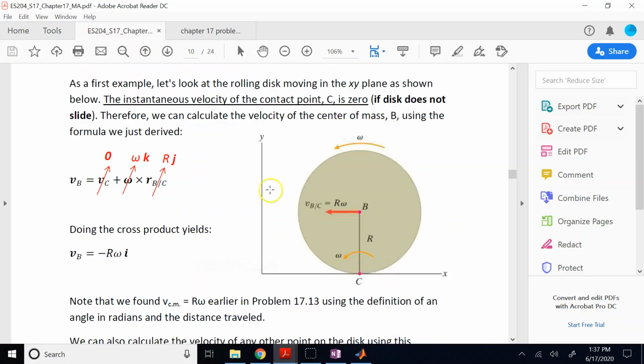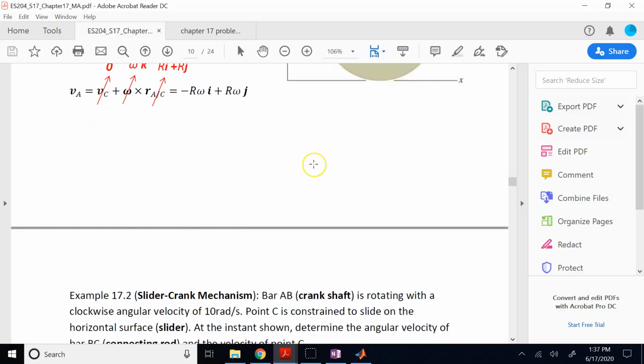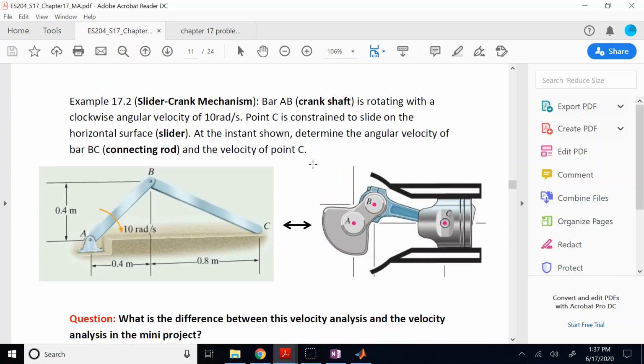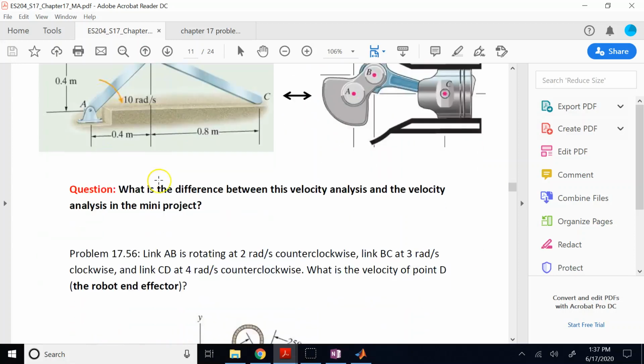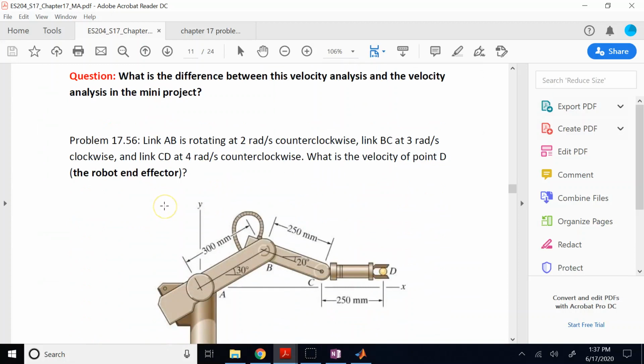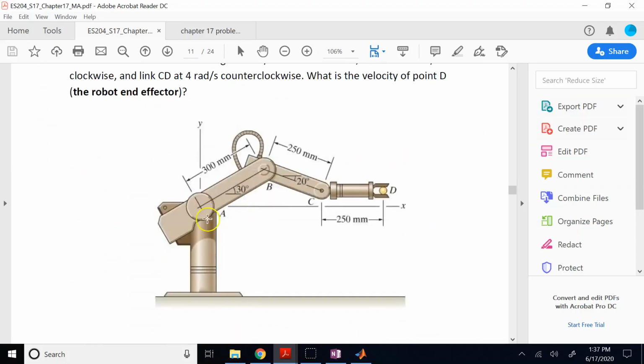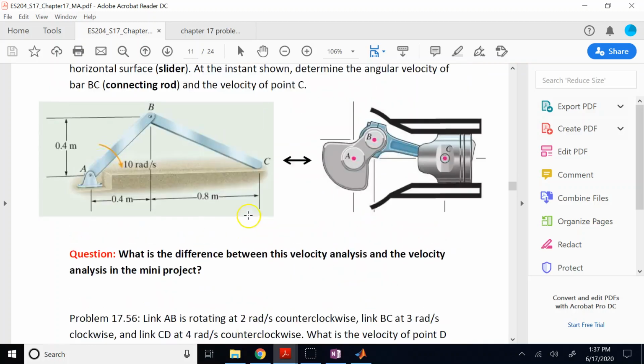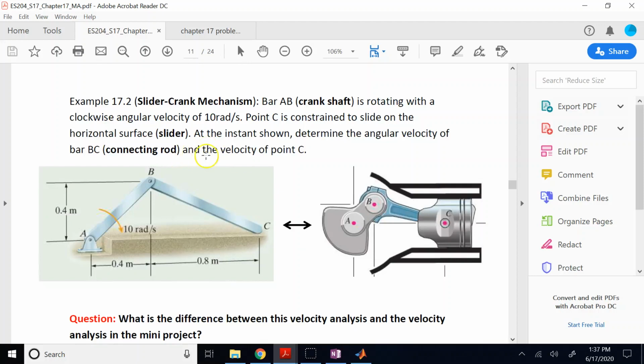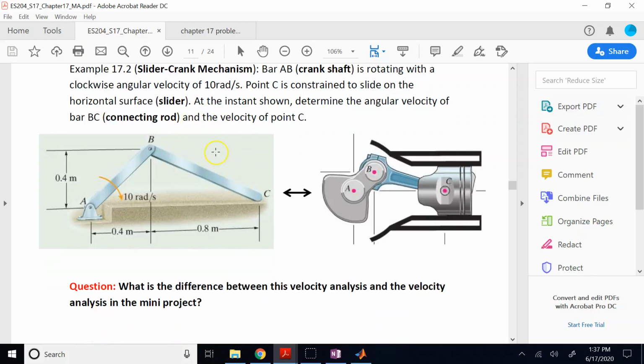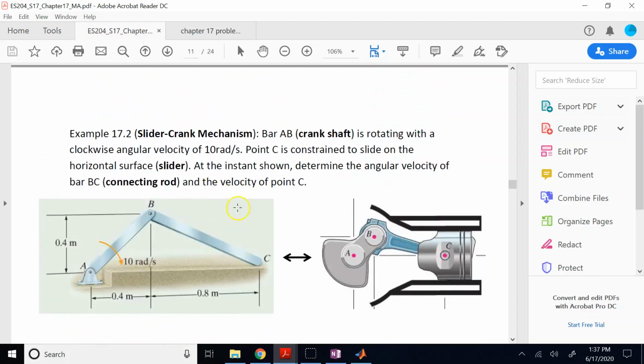Then we have two more problems. One of them we're going to look at right now, example 17.2, and then problem 17.56 we are going to do inside class. Although actually this problem is quite easier than this one, but I would rather solve this one right now. So let's get to this problem.